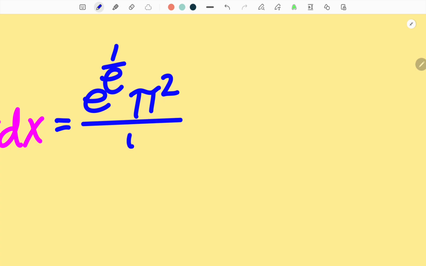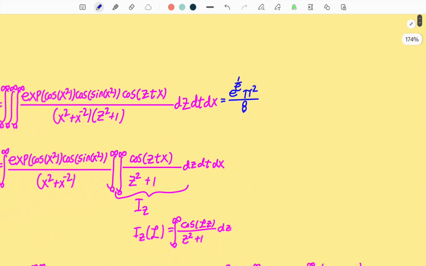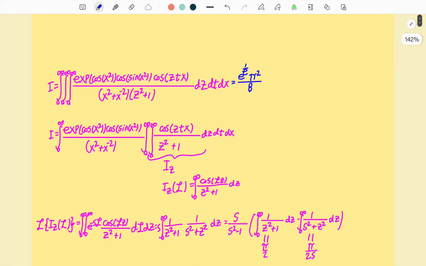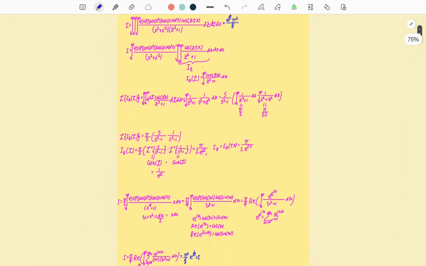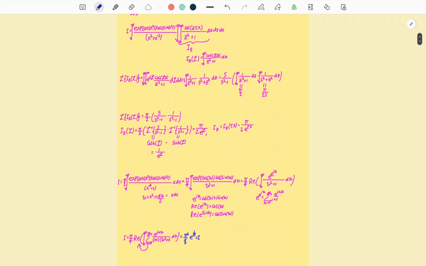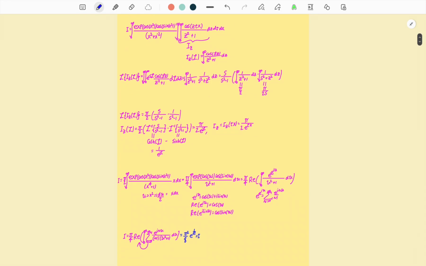I'm so sorry about this. I cannot write an 8 right now. There we go. That took way too long to write that 8. I am very sorry about that, but it's okay. We solved the integral. I is equal to e to the 1 over e times pi squared over 8. Now, like I said, what a beautiful result. I mean, if this doesn't make you love calculus, I don't know what will. I mean, honestly, I really don't.